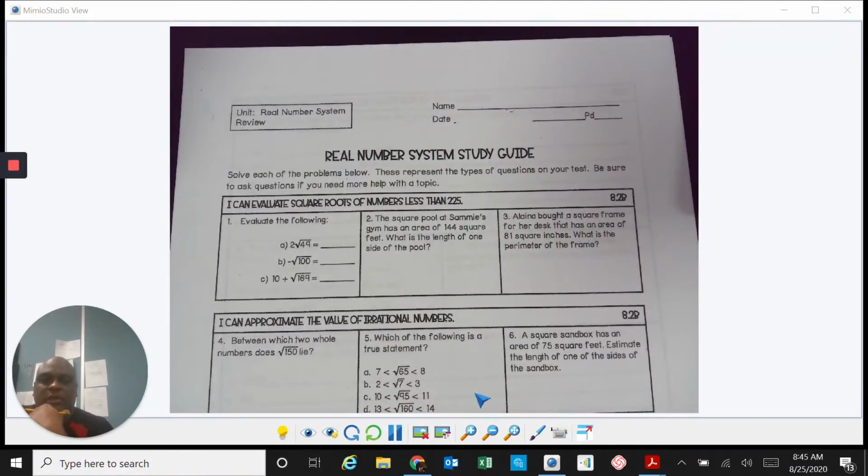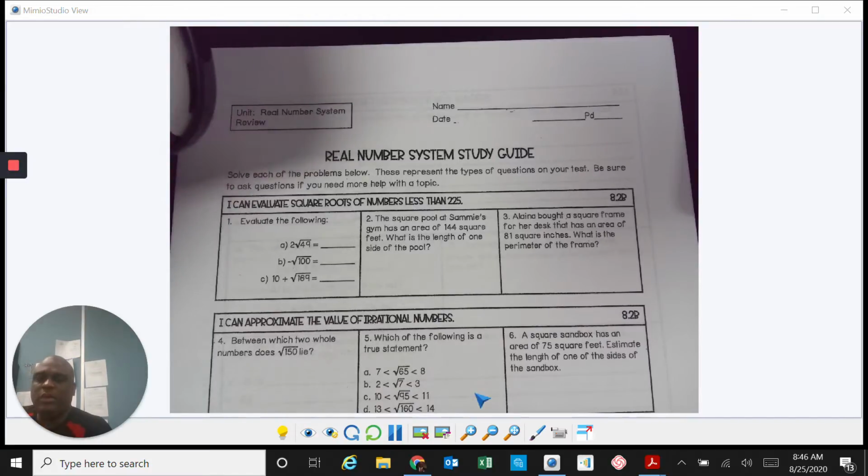Like right here, I can evaluate the square root of numbers less than 225. That's the square root of 225. Remember, you should have memorized all your perfect squares from 1 to 15. The square root of 225 is 15 times 15, so the square root of 225 is 15. You need to have those memorized. It will come in handy later on in the school year. But for right now, we are just going to use your calculator.